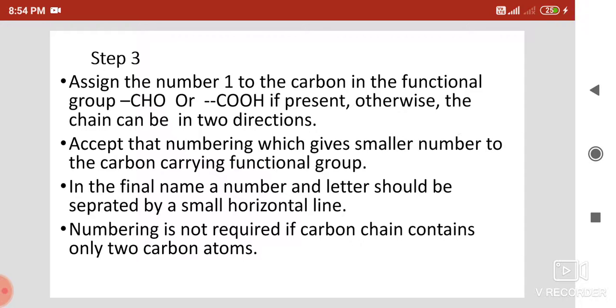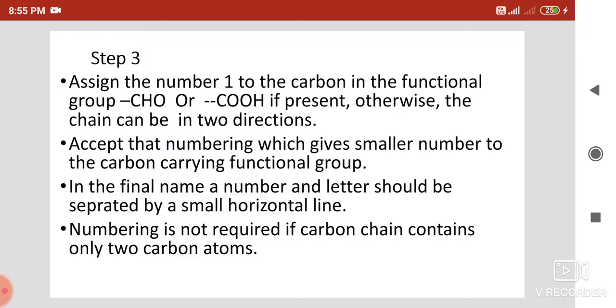Now let us see step 3. Assign the number 1 to the carbon in the functional group CHO or COOH if present. Like this, in the previous chart we have seen, if a CHO or COOH group is there, then that carbon should be assigned the number 1.